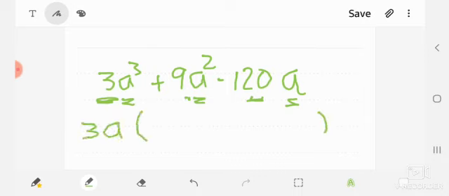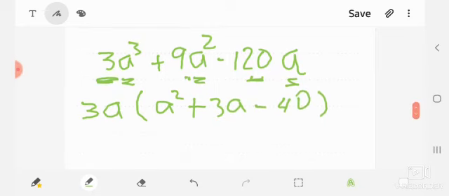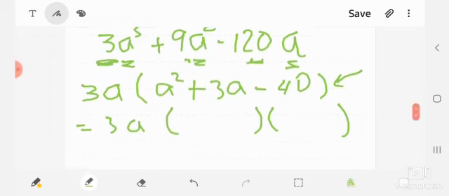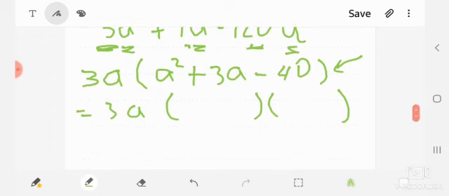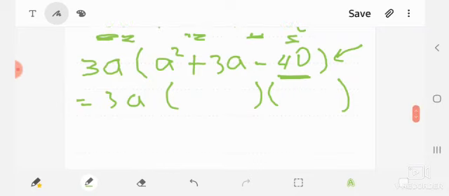What terms are in front of us now? It will give us a squared plus 3a minus 40. Okay, so we have 3a. What shall we put in these two parentheses? It is simplified now. To solve the quadratic trinomial, we look at the third term. What do we have here? It is 40.